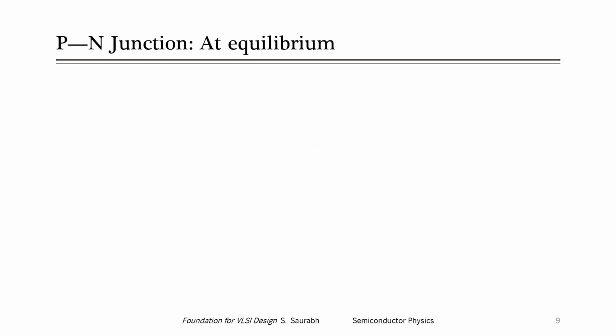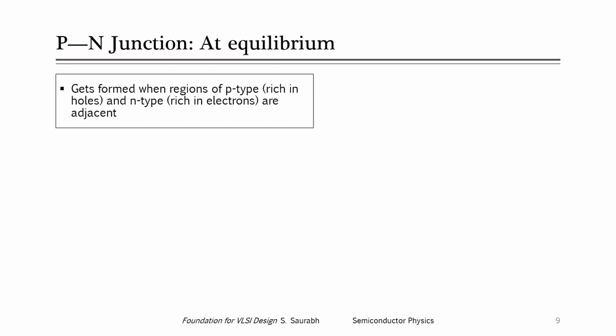Now let us look into the PN junction, right? The PN junction is the most basic feature in any transistor such as MOSFETs or BJTs, and therefore we should understand the electrical characteristics of the PN junction very well, right? Now what is a PN junction? A PN junction gets formed when regions of P type, which is rich in holes, and N type, which is rich in electrons, are adjacent, right?